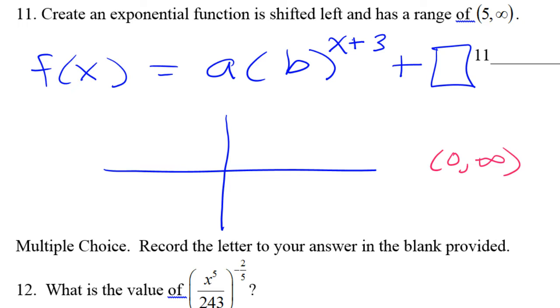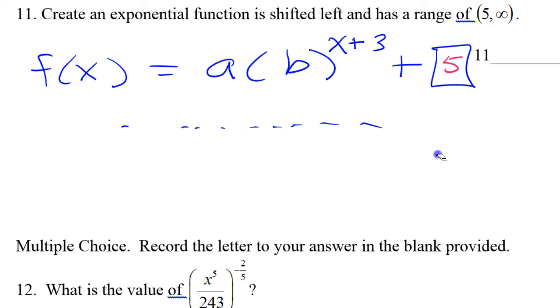Okay, because I need it to be more like this. 1, 2, 3, 4, 5. I need this to be the asymptote. And then, so it's doing like this from here. But I need it to be up 5 if the range is going to be from 5 to infinity. So I do need a 5 on the end there. Okay, so I don't need any of this. So this is the key. So anything in this form is going to be a valid answer.